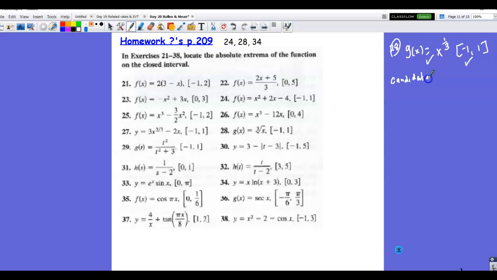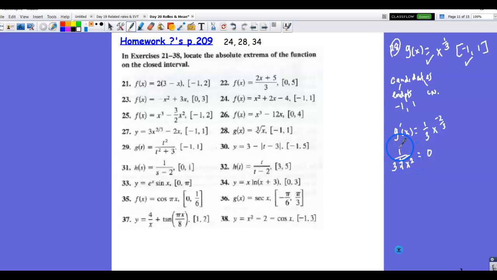And we know that the candidates are endpoints of -1 and 1, and any critical numbers that I might find. I'm going to find the first derivative of my given function, so that's 1/3 x to the negative 2/3 power. That's the same thing as 1/3. I'm going to change that negative power to the denominator, and I'm going to change back to a radical. So that would be the cube root of x squared set equal to 0.